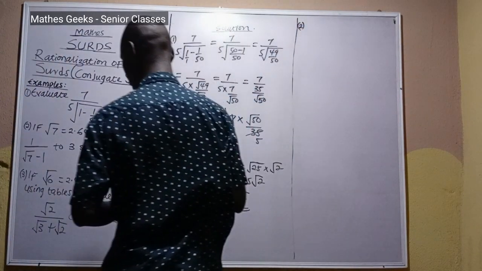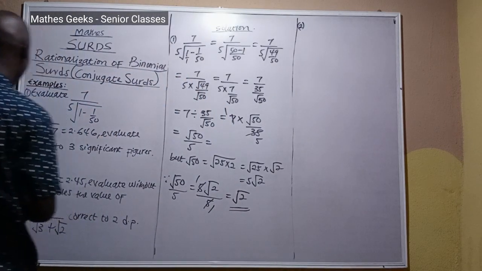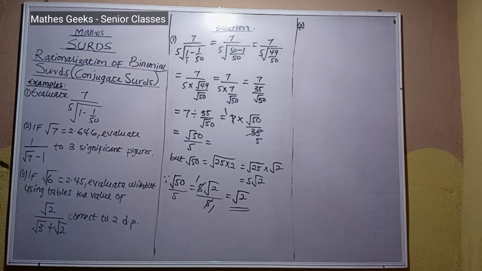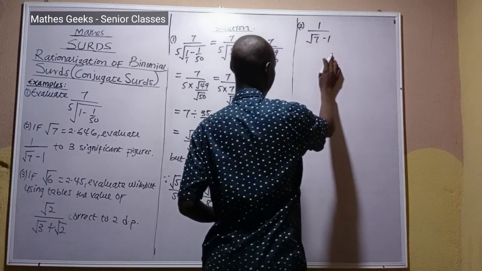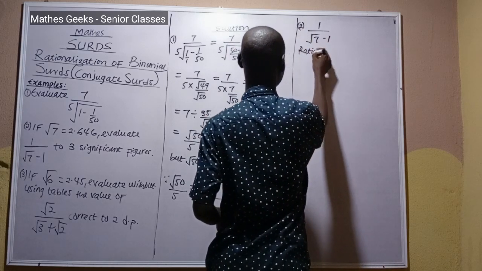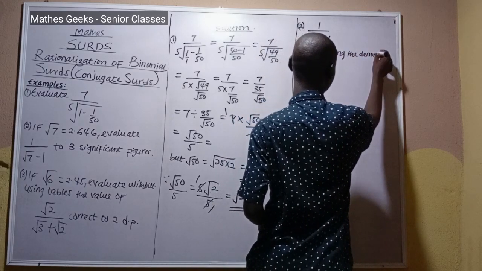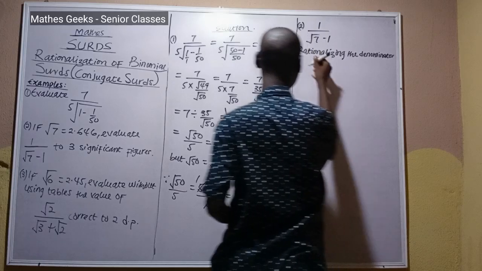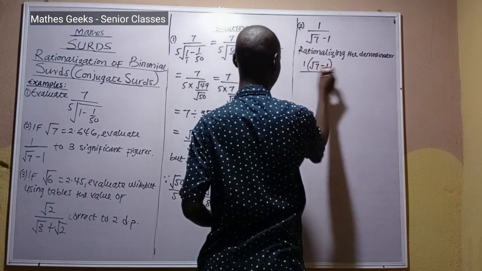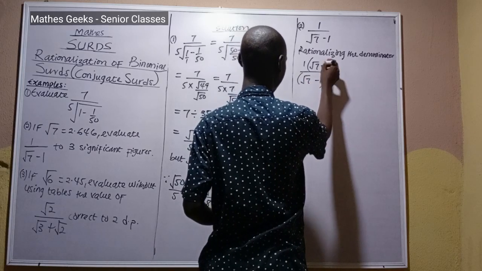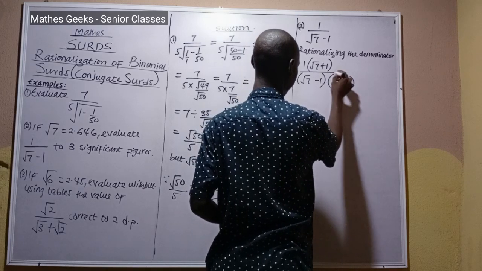Number 2. If root 7 is 2.646, evaluate 1 over root 7 minus 1 to 3 significant figures. So 1 over root 7 minus 1. So we say rationalizing the denominator. We have here 1 times root 7 plus 1 over root 7 minus 1 times root 7 plus 1. Multiply both by the conjugate, so root 7 plus 1.